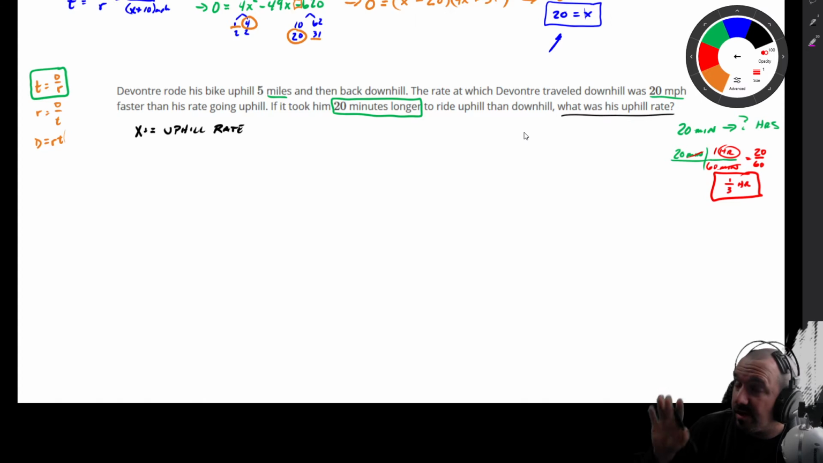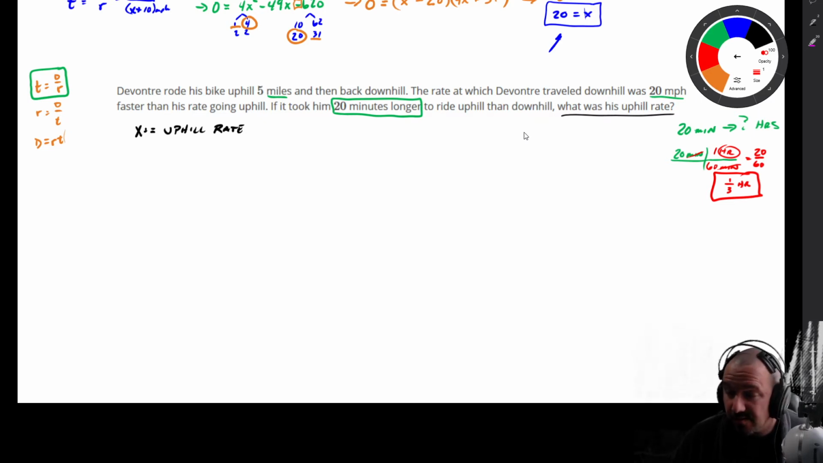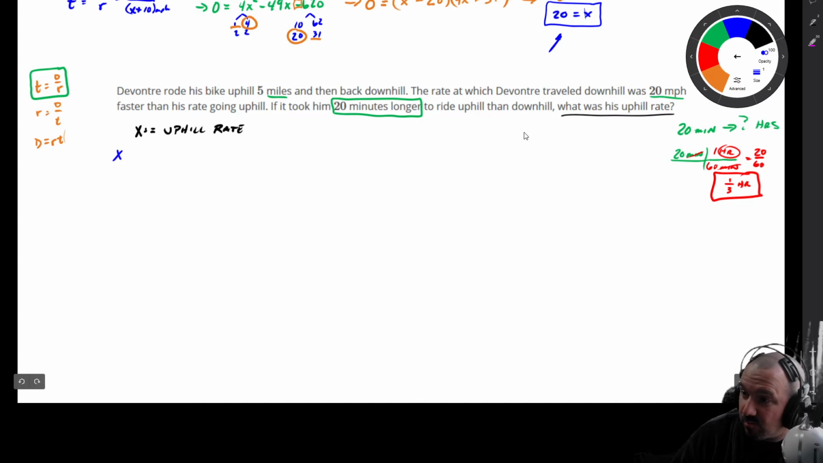But can I use 0.33? You could. You're going to end up with rounding errors. So if your instructor or the problem says round to the nearest block, then depending on how many threes you take will determine how good your rounding is and how good your answer is. I recommend fractions. It's just way easier. But going back, I noticed that my rate downhill was 20 miles an hour faster. That means that I'm taking my uphill rate in miles per hour and adding 20 to it, and that's going to be my downhill rate.